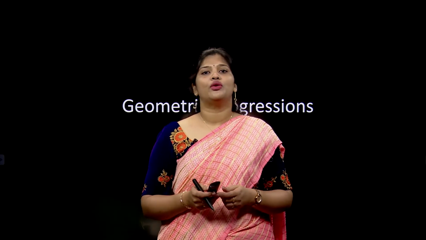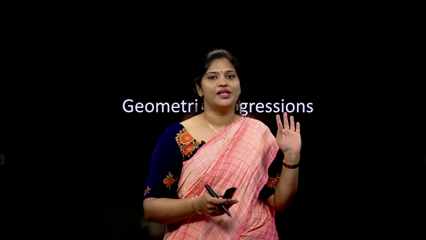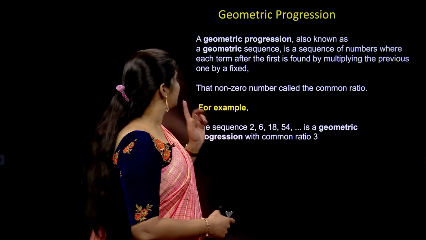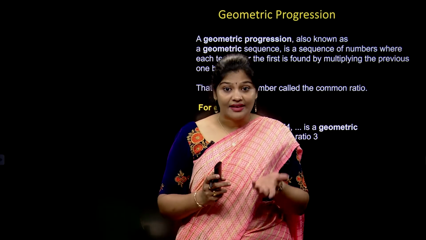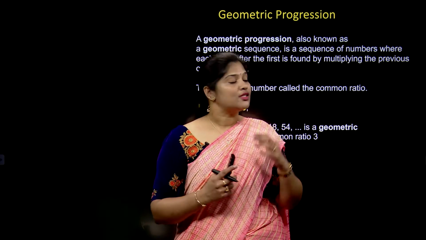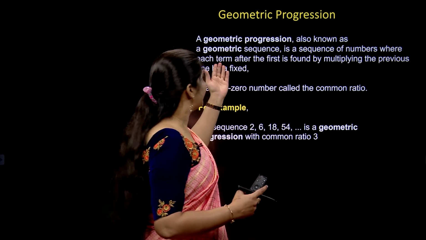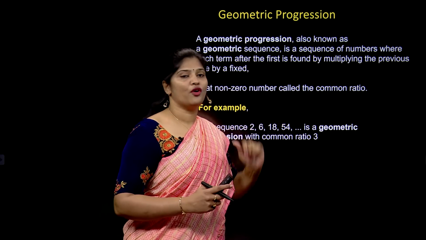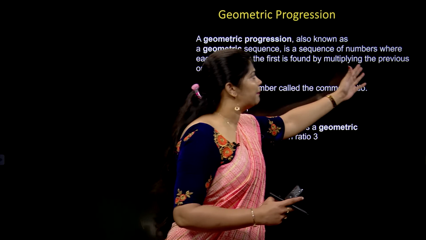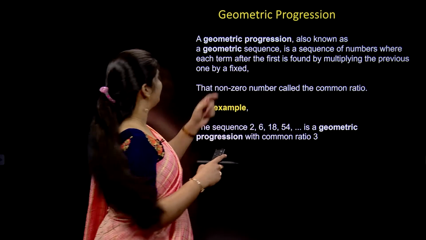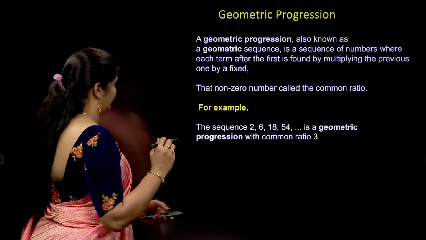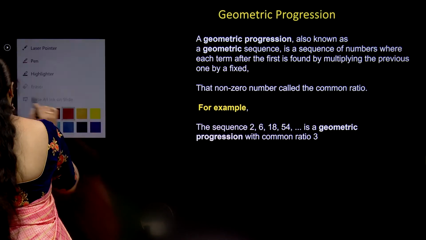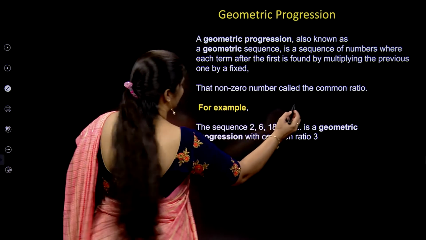And today we are going to discuss what is geometric progression. A geometric progression is also known as a geometric sequence, and is a sequence of numbers where each term after the first is found by multiplying the previous term by a fixed number. That is called the common ratio.